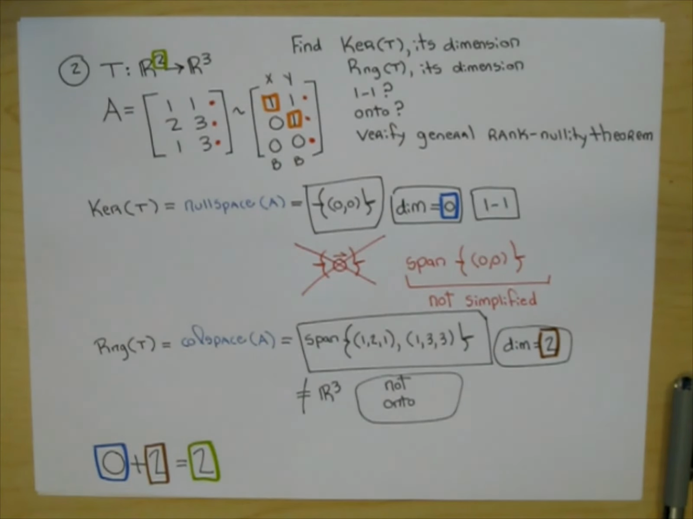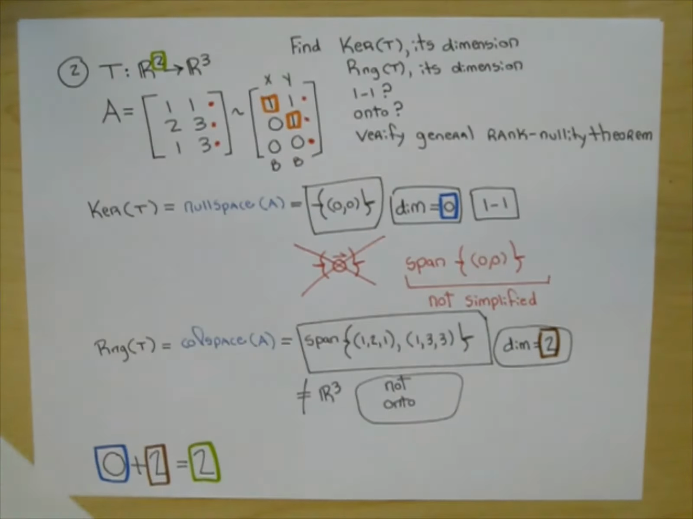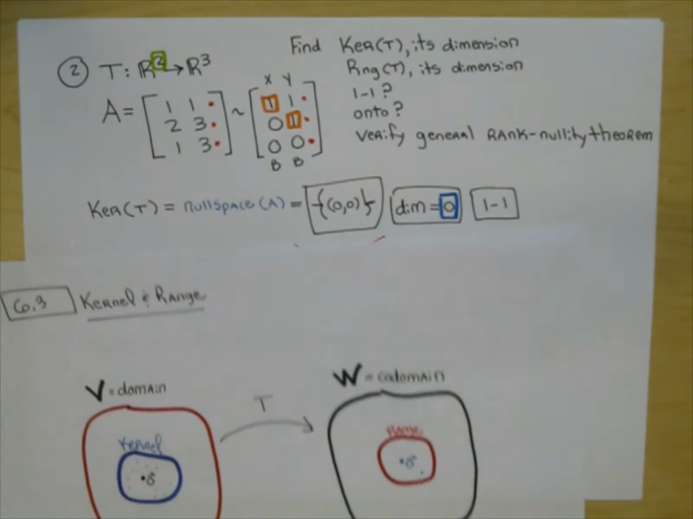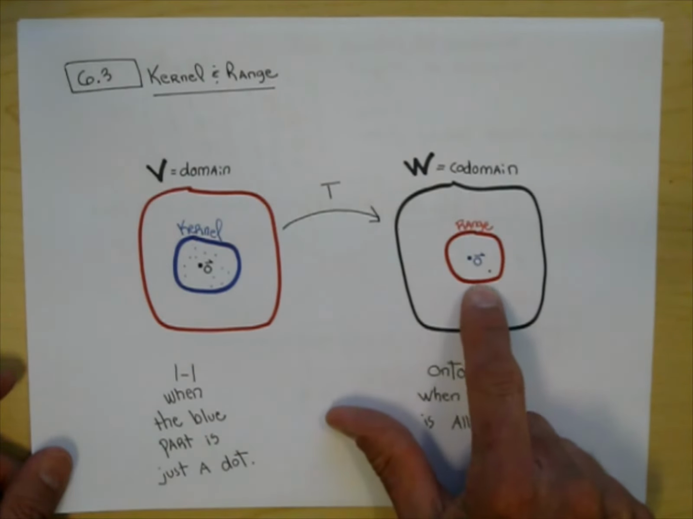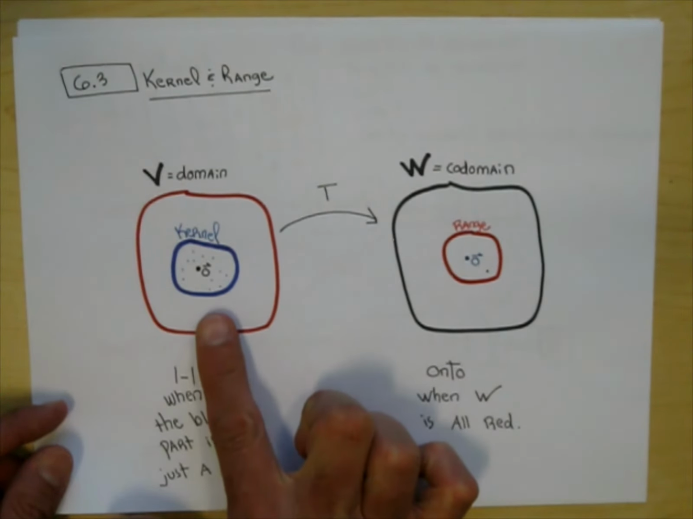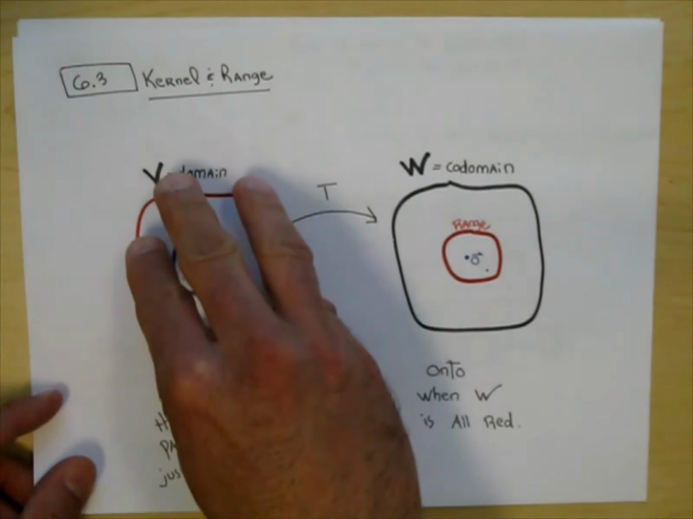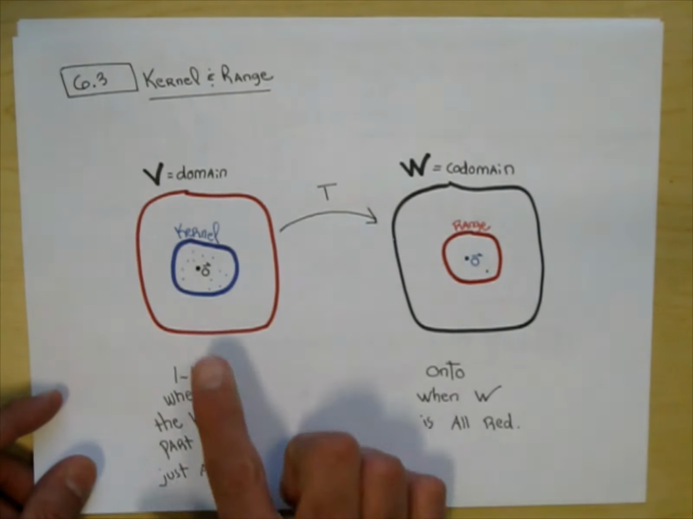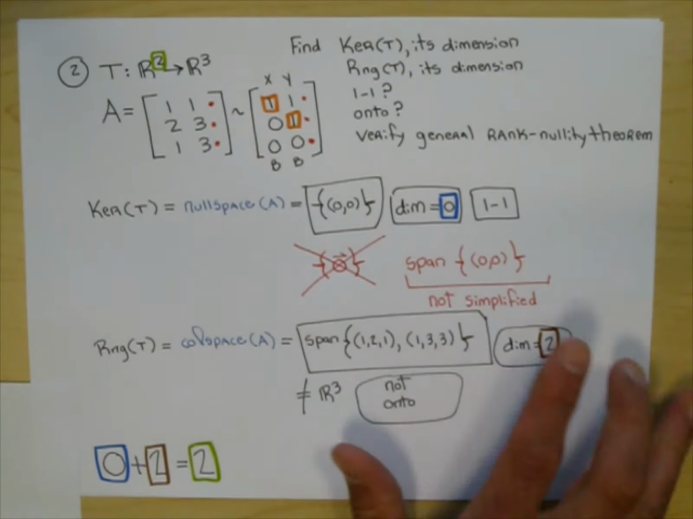Let's move on to another problem. Oh, before we move on to the other problem, I go back to my favorite picture. What just happened here? This one is 1-to-1, but it's not onto. So the right-hand side looks like that, where the range is less than the codomain. It's not covering the whole thing up. But the left-hand side, it is 1-to-1, which means the kernel is just a dot in my diagram.